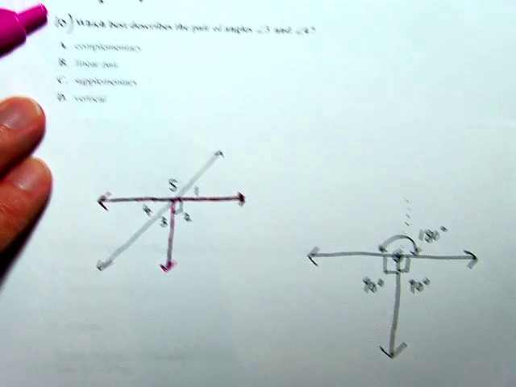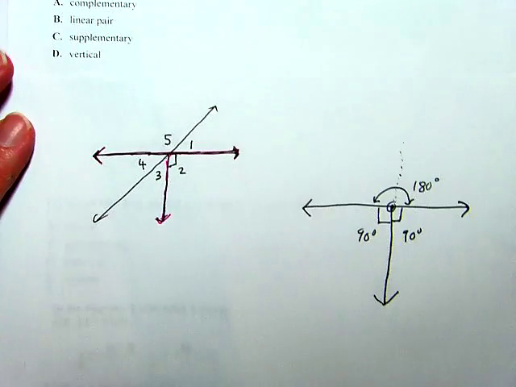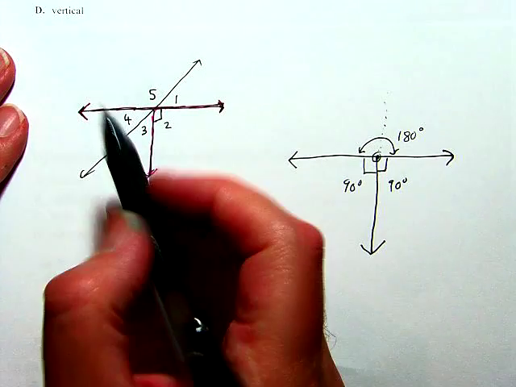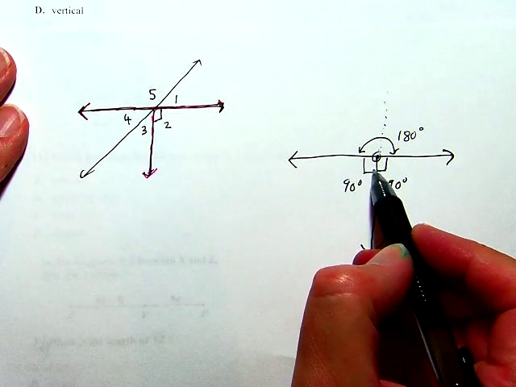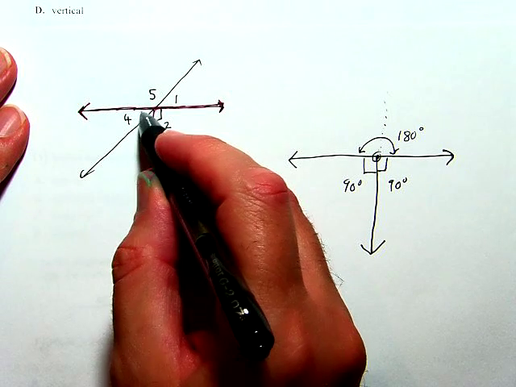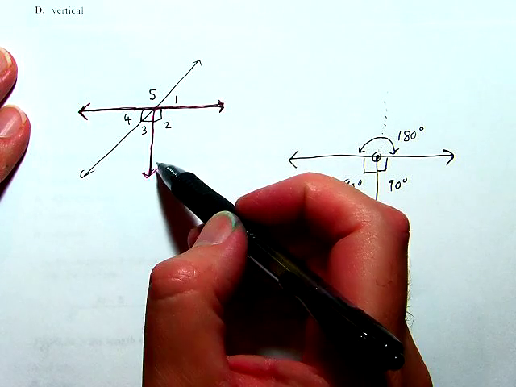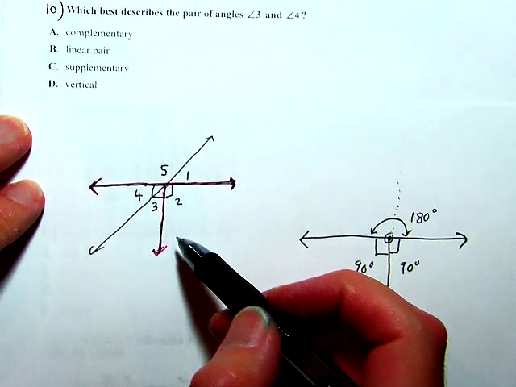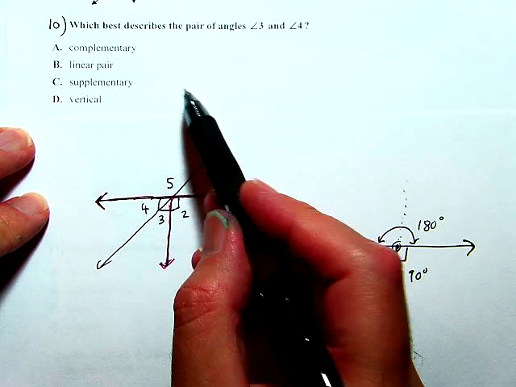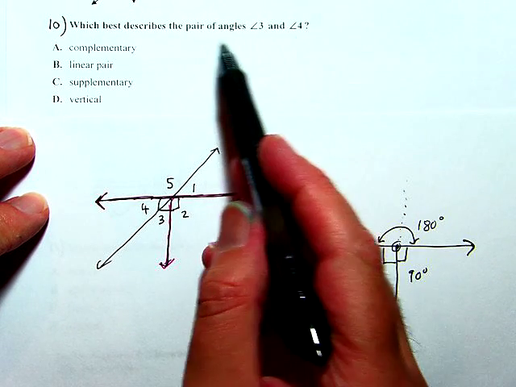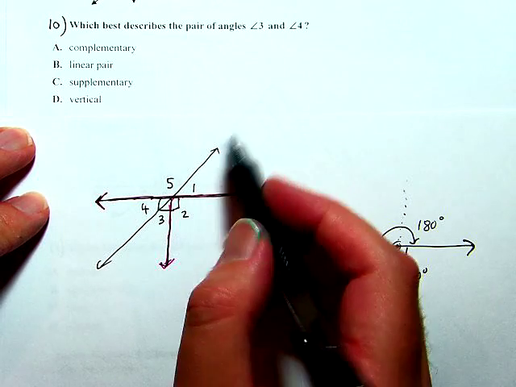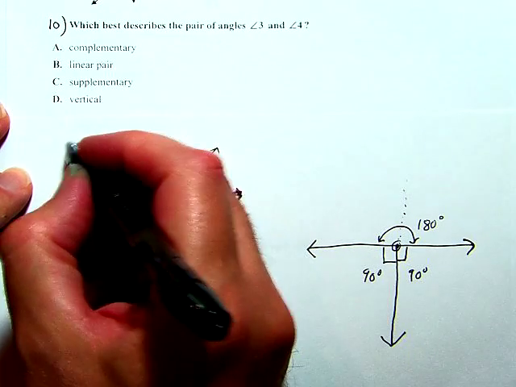So let's come back here again and compare these two. Angle 3 plus angle 4 then equals 90 degrees. We could have drawn a right angle here, so angle 3 and angle 4 are complementary, and actually that's the answer to the problem. So which best describes a pair of angles 3 and 4 would be complementary? So the answer is A. So the answer to 10 is A.